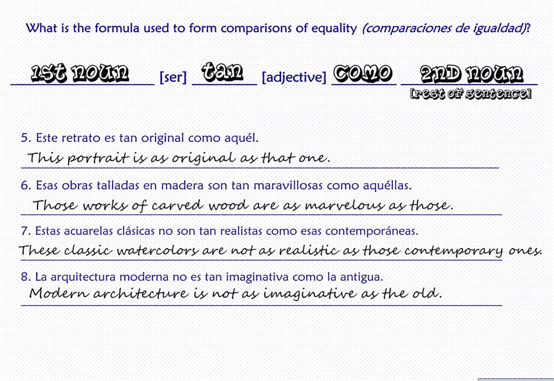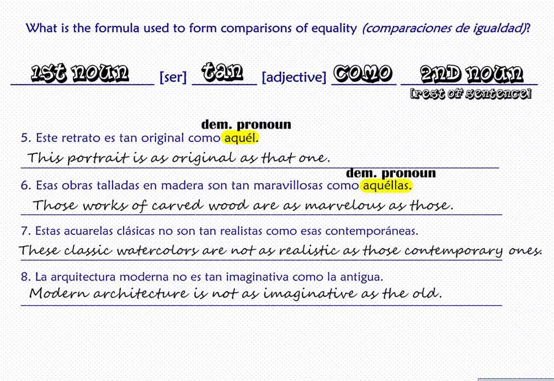So with these sentences, we are still learning how to use comparisons of equality with tan como, but the end of each sentence is a bit different from what we've seen. Sometimes, as with numbers 5 and 6, you can use a demonstrative pronoun, one of the words from the chart we reviewed earlier, which stands alone instead of going in front of a noun. This simply makes the sentence a little less wordy and helps you sound more like a native Spanish speaker when you talk. Well, I'm all about that.